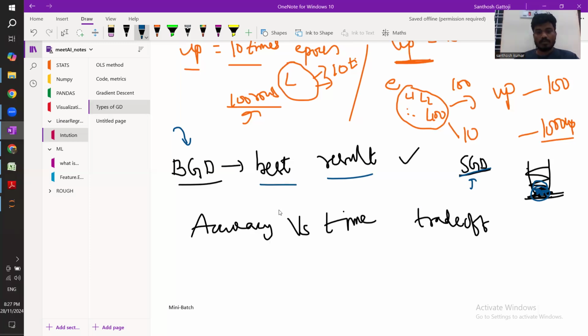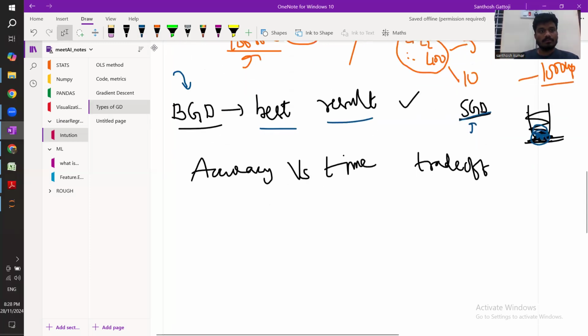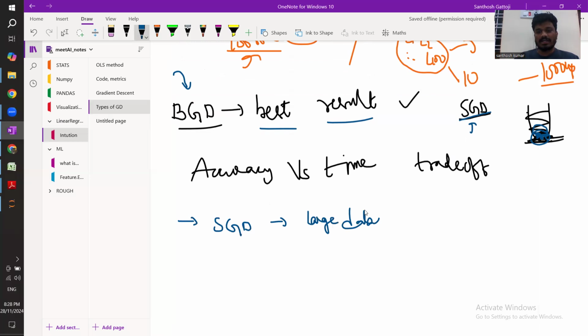Yes, Santosh. Okay. Now, we usually use stochastic gradient descent when you have large data. Usually if you have large data, it takes lots of time for batch gradient descent to converge. So that's why you mostly use stochastic gradient descent. You can use it for any data set, but on a large data set it is explicitly preferred to use stochastic gradient descent. Okay, so that is one thing.